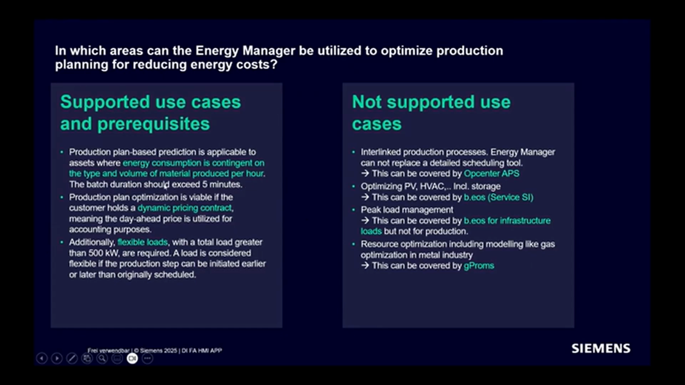Yeah, which use cases are supported? As I told you, energy consumption is contingent on the type and volume of the material produced per hour. The batch duration should be more than 5 minutes. This is also important, because for smaller production slots, it does not really make sense. There should be a dynamic pricing contract available with the day-ahead price, and as I told you, flexible loads on those production lines make sense, with, for sure, the loads being big enough that the shifting makes sense. Not supported use cases are, for example, interlinked production processes.